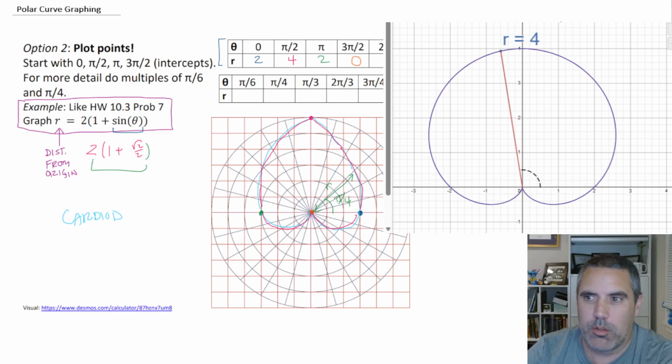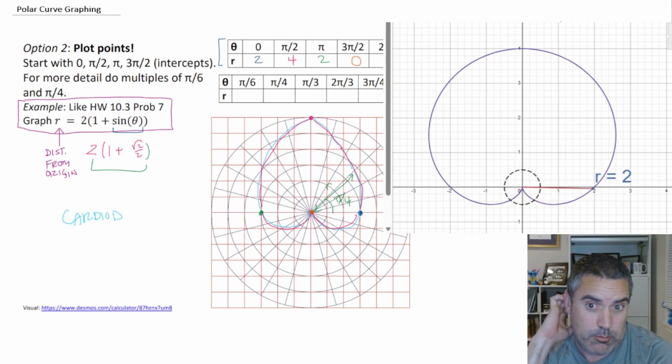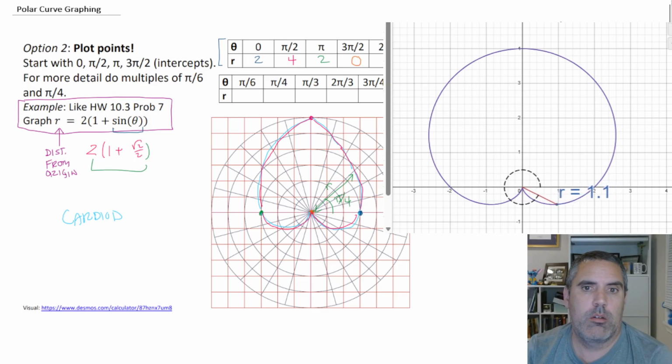Then if we keep going, we're going to eventually be at pi. You can see it's getting smaller. And then it hits 2. And then it gets smaller and smaller and smaller to get to its smallest value, which is 0. When r is 0, you're always at the origin. And then we're going to go back out. So that's how polar is telling you how far you are from the origin.